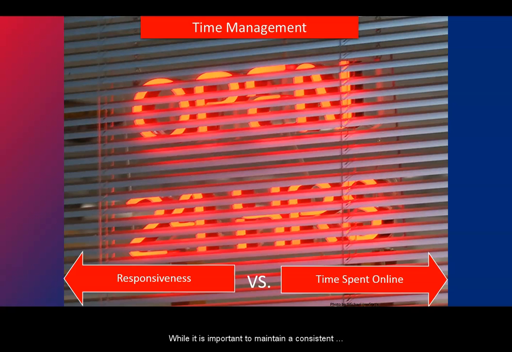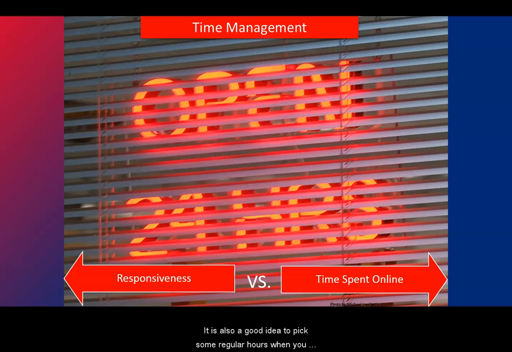While it is important to maintain a consistent presence in your online course, instructors should not feel like they have to be online 24/7. Students need to know an expected response time. This response time is important to include in your welcome message. 24 hours during the week is a good rule of thumb.